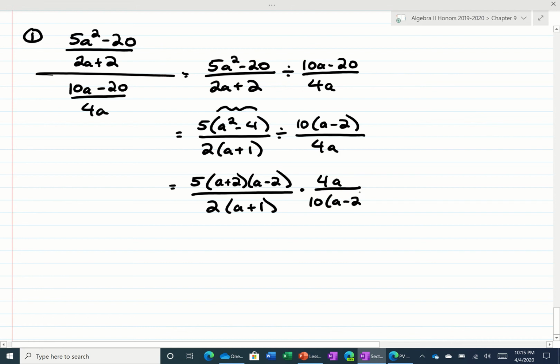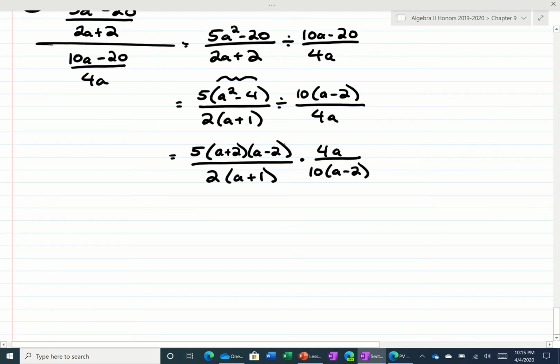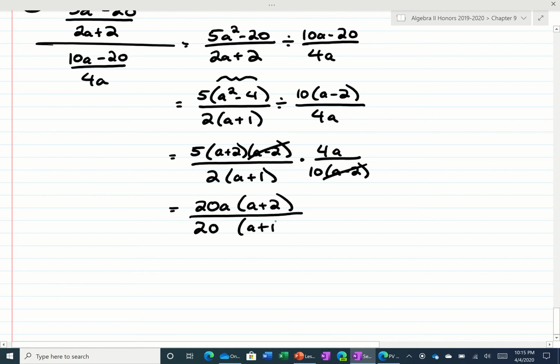And at this point, it's similar to problems that we did last week. If we're multiplying by the same thing we're dividing, they cancel. On top, we wind up with 20a times (a plus 2) divided by 2 times 10 is 20, and (a plus 1). So the 20s cancel.